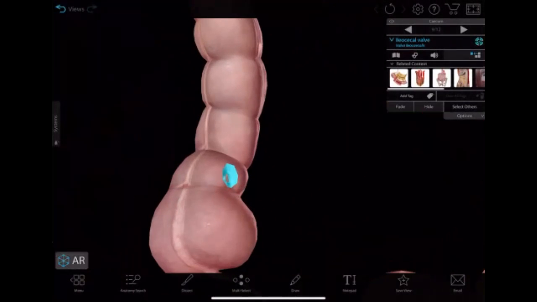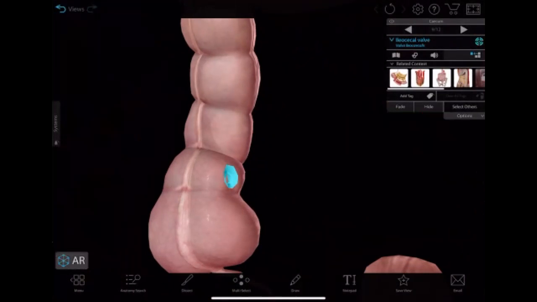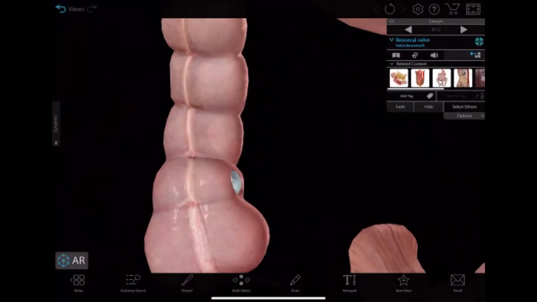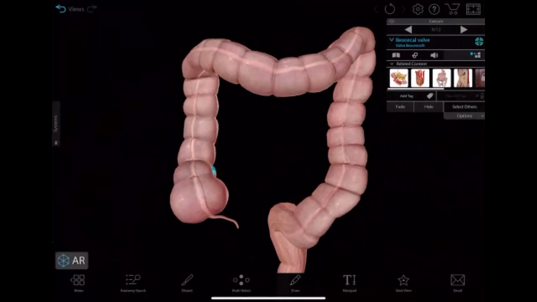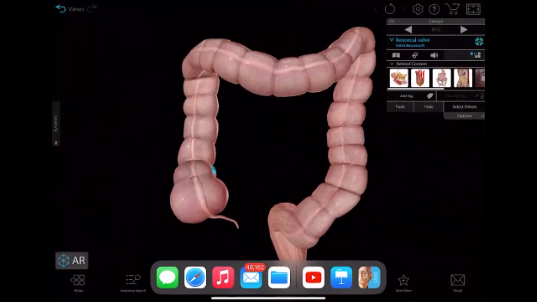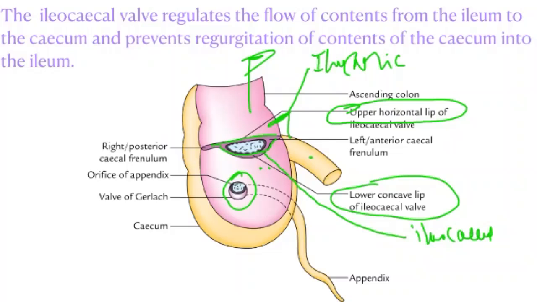You see, that is the ileocecal junction, right? So that is the opening at the posteromedial junction. Okay, posteromedial, you can clearly see that. And the appendix also opens into the cecum. Those are the two orifices interiorly.